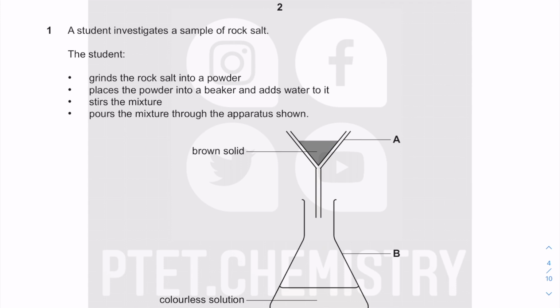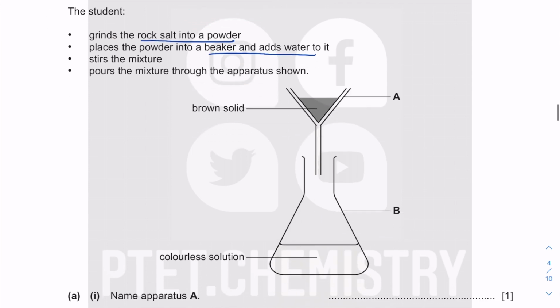In this question, we have a student who investigates a sample of rock salt. The student grinds the rock salt into a powder. Grinding means breaking it up into smaller pieces, very small pieces, powder. Then you place the powder in a beaker, add water to it, and stir the mixture. We apply some force and stir the mixture to try and mix it, and then we pour the mixture through the apparatus shown.